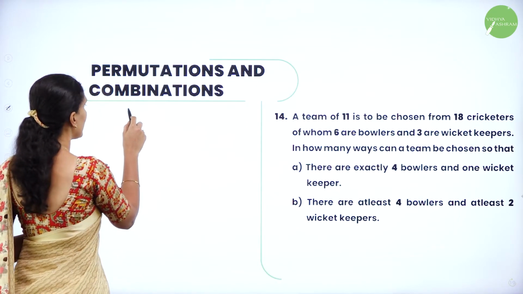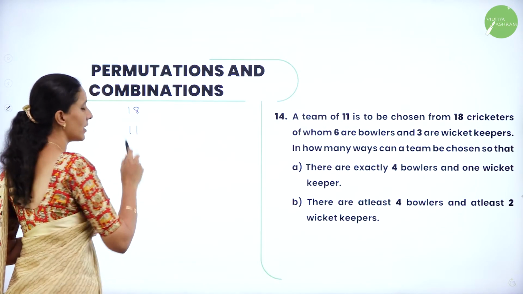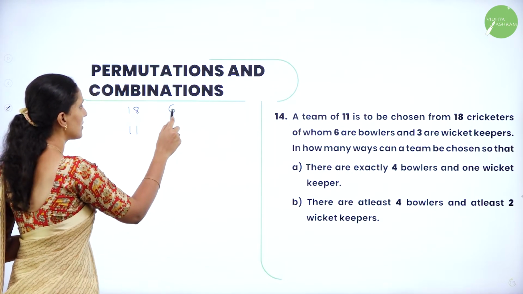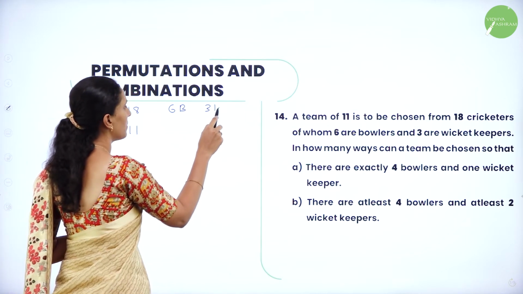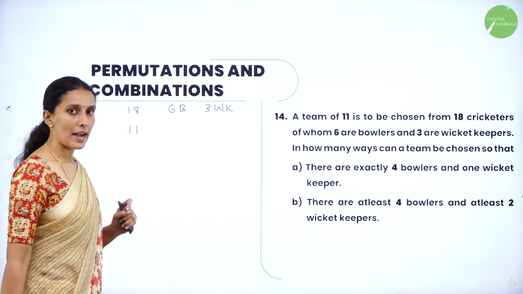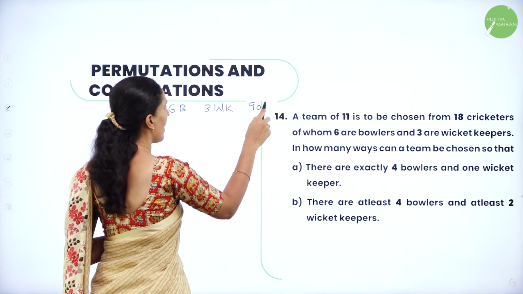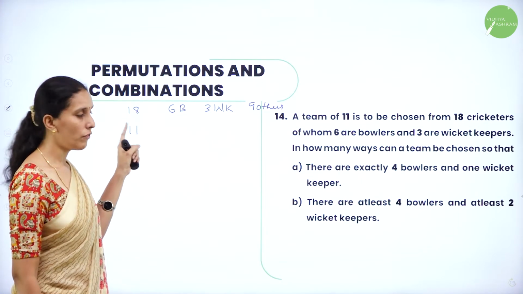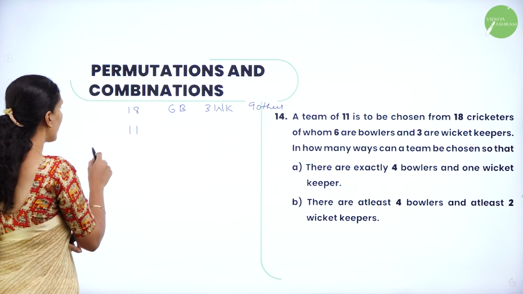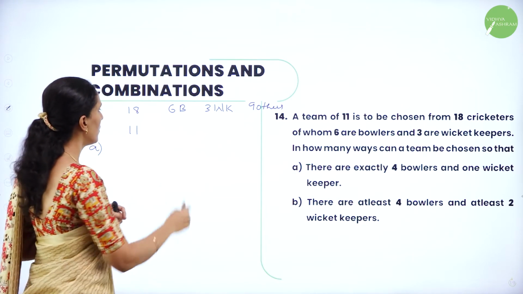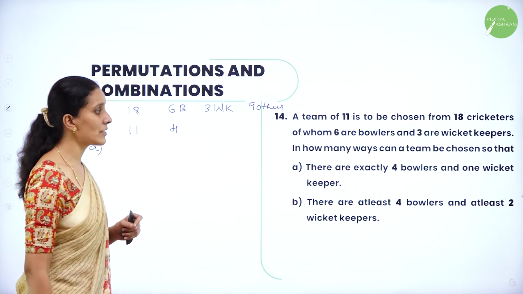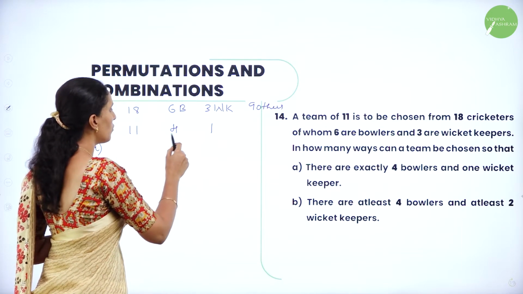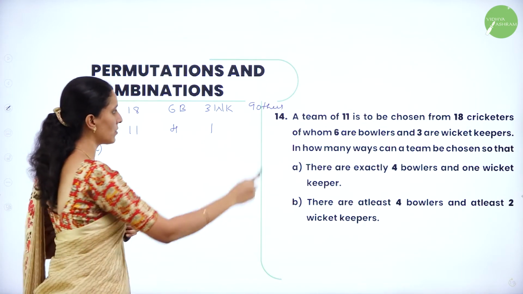Total we have 18 cricketers. We have to form a cricket team of 11. So in that 18 cricketers, 6 are bowlers, 3 are wicket keepers, and the other 9 members are batsmen or something. Now we need to plan to form a cricket team of 11. The first question says there are exactly 4 bowlers. From the 6 bowlers, we need to choose 4 bowlers and 1 wicket keeper. So 4 plus 1, 5, and the remaining must be here.